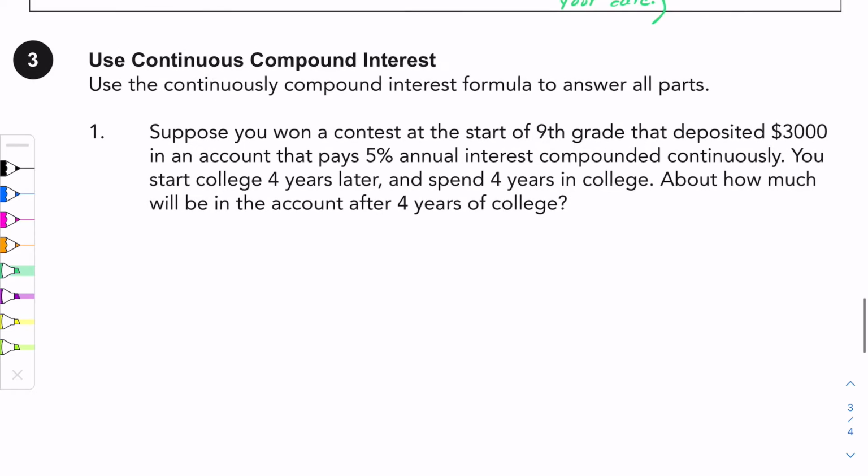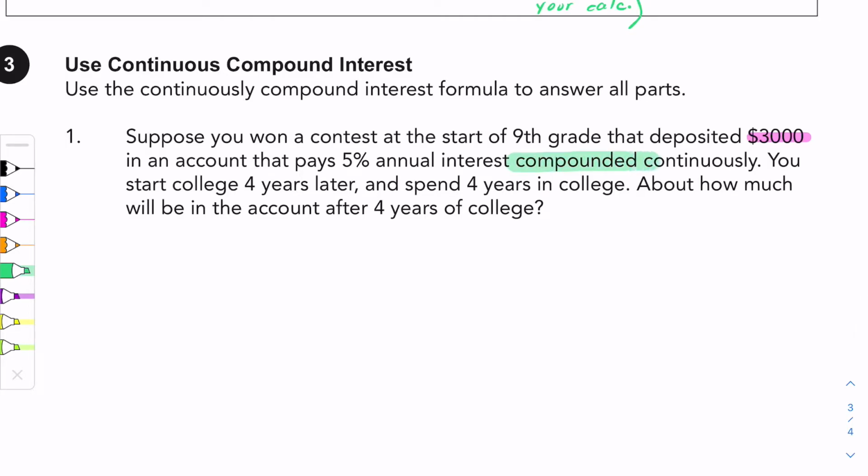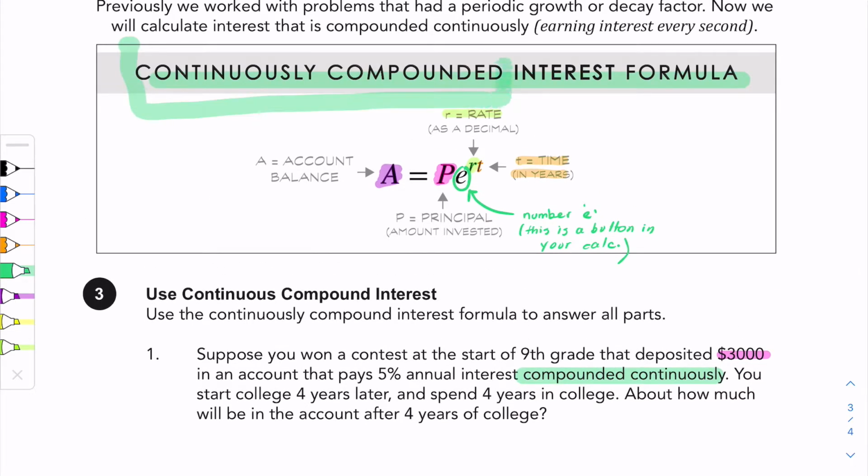For the first set, it says suppose you won a contest at the start of ninth grade that deposited $3,000 in an account that pays 5% annual interest, compounded continuously. You start college 4 years later and you spend 4 years in college. About how much will be in the account after 4 years of college? So you have to be careful because these word problems are all going to be mixed up. So you need to pay attention to the language. The word problems are going to tell you what type of formula to use. Right here it says compounded continuously. That tells you that you are using the compounded continuously formula.